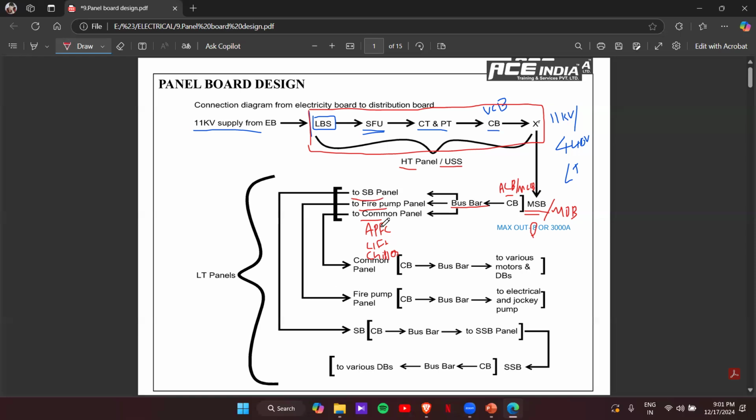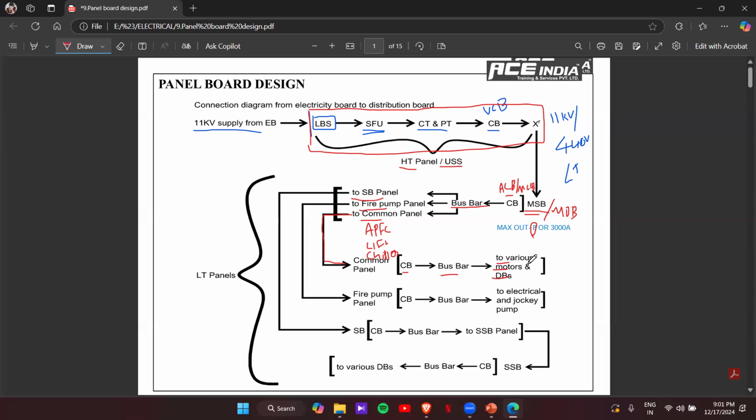One more thing here: we can see that from the MSP, the connection will be given to the common panel. There we have a circuit breaker, then the bus bar, then various motors and DPs. Common area connections include the water supply system, the basement ventilation system, and the lift connections. Also the common area lighting and outdoor lighting. So everything will be in the common panel.